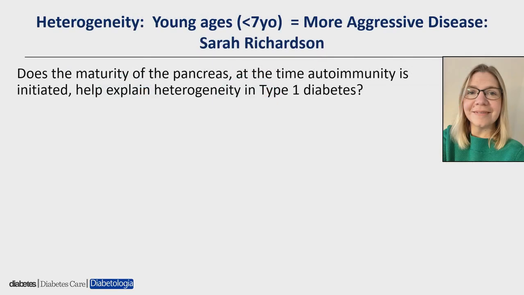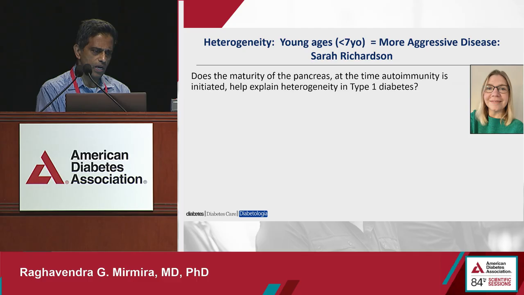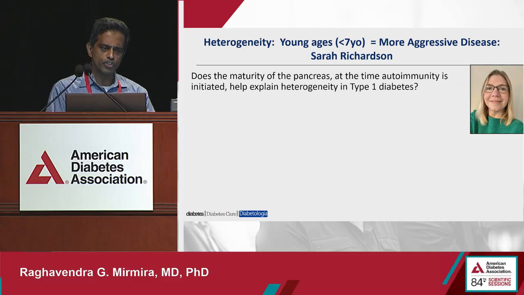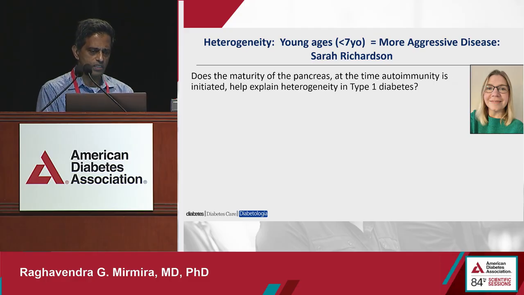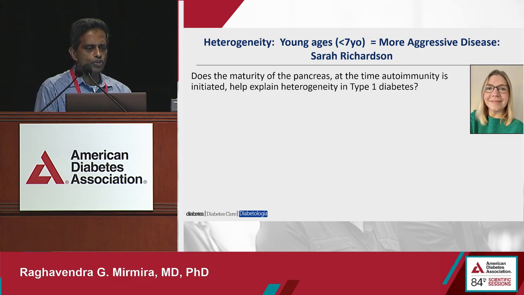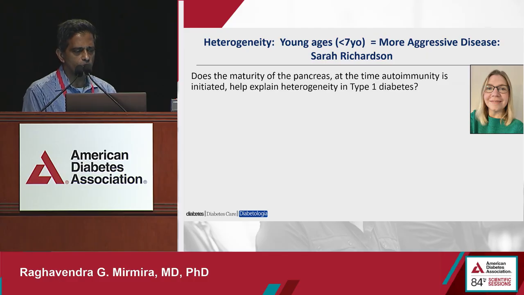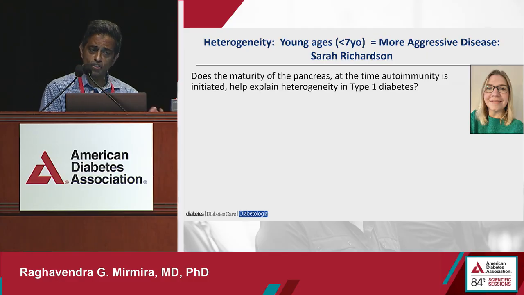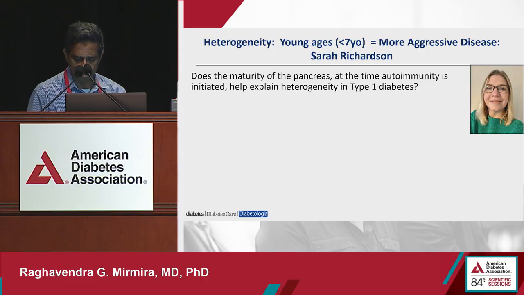So now let's move to the second point that I was going to discuss, and that is that there's heterogeneity across ages. So with the young ages showing more aggressive disease, and so this is work presented by Sarah Richardson in the UK. So she asked the question, does maturity of the pancreas at the time that autoimmunity is initiated potentially explain this sort of heterogeneity that we see with the ages?